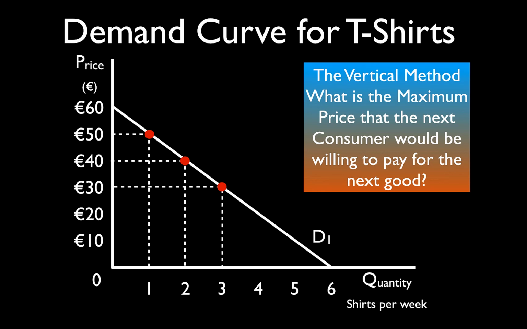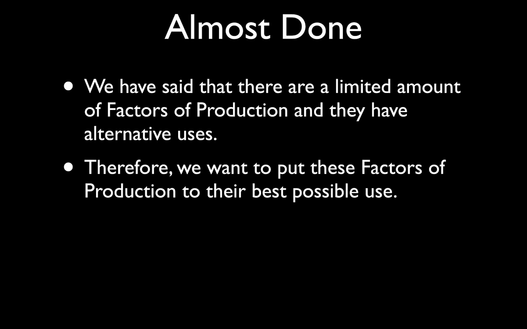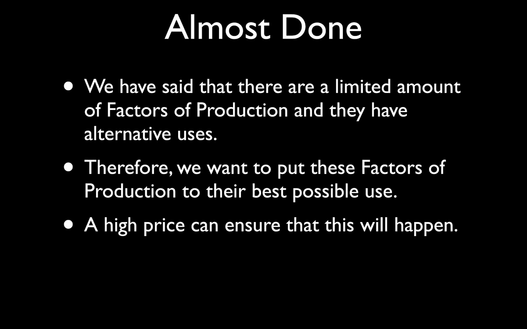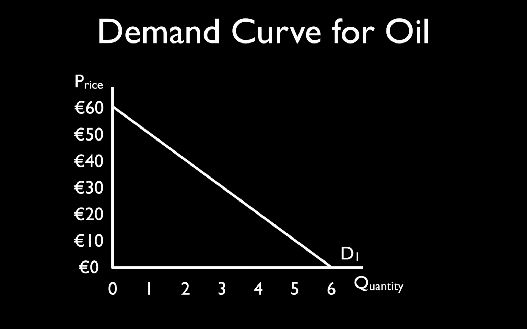Now, just to quickly finish this off, we've said that there's a limited amount of factors of production and they have alternative uses. Therefore, we want to put these factors of production to their best possible use. And a high price can ensure that that can happen. So let's have a look at the demand for one of the most important inputs or factors of production, which is not land, but oil. Now, let's say this is 60 barrels of oil, and this is the prices of the barrels of oil.